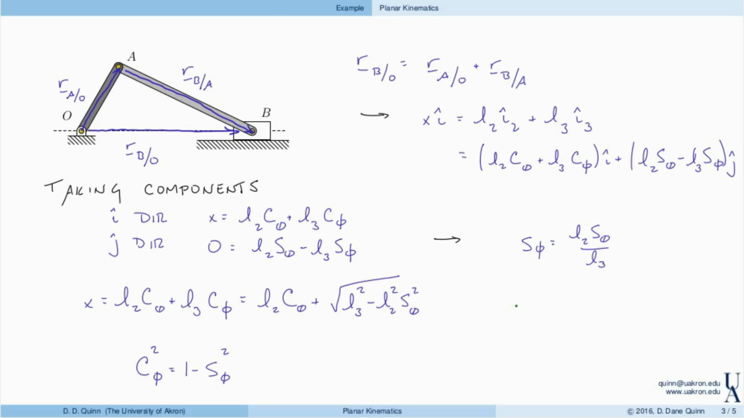Right, so we'll just make a little note. Both x and phi are found in terms of theta. And theta is the input angle. So again, the problem asked us to find the velocity of the slider as a function of theta.